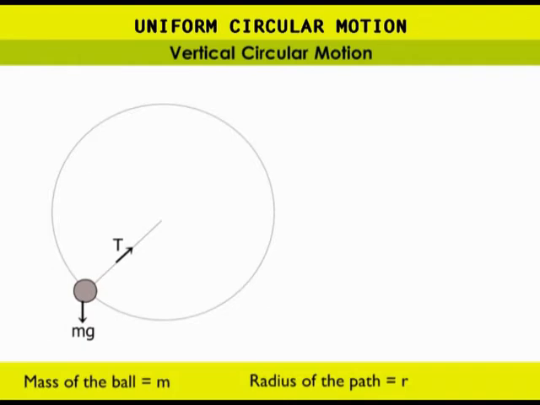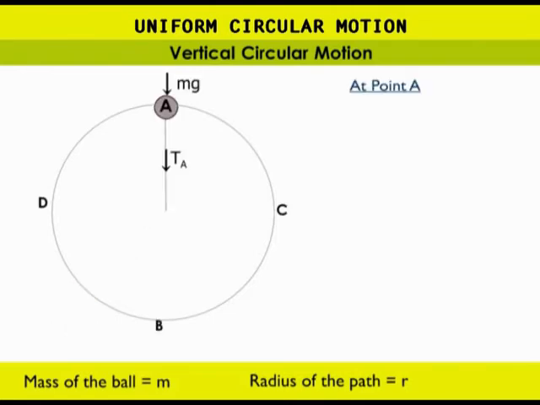The tension in the string changes in magnitude at different positions of the ball. When the ball is at point A, the tension Ta and the weight mg provide the centripetal force. Therefore, mv squared over r, the centripetal force, is equal to Ta plus mg. This means that Ta is equal to mv squared over r minus mg.